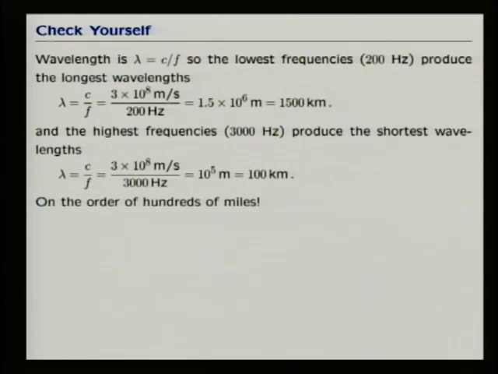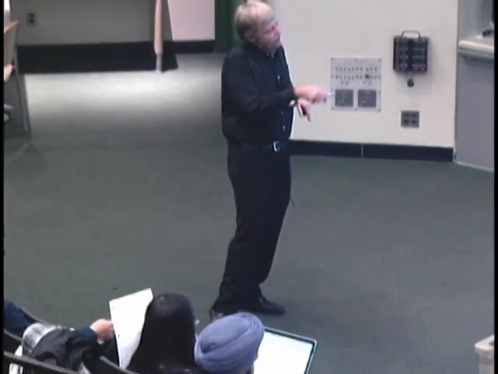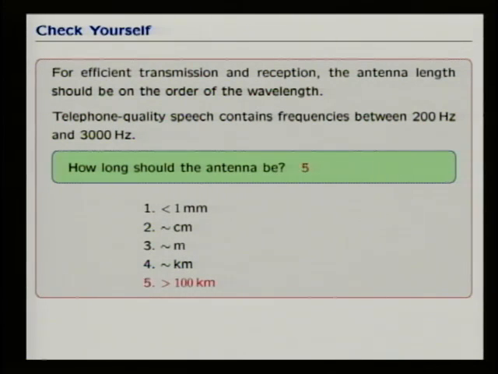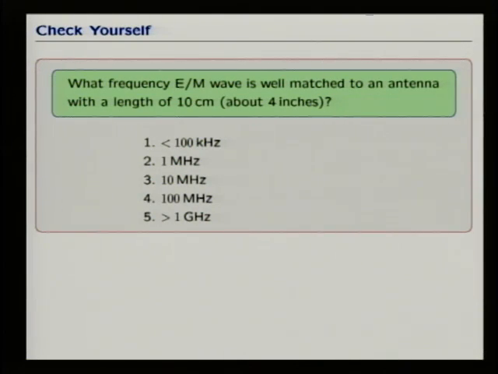So what do we do? We obviously don't do this. The answer is that you would need an antenna hundreds of miles in length. So what frequency should you be using if you wanted to build a phone that fit in your hand, about 10 centimeters or so? What would be the interesting range of frequencies that you would want to use for such a device?